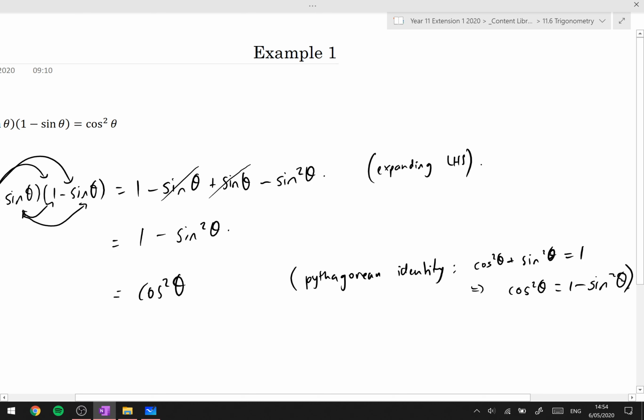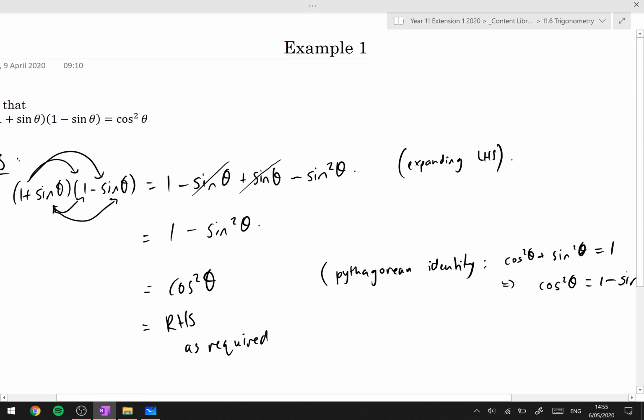Okay? And that is enough to actually prove that, because we know that cos squared theta plus sine squared theta equals 1. So if I rearrange the Pythagorean identity, I can get cos squared theta is equal to 1 minus sine squared theta. And then to finish it off, we know that that's equal to the right-hand side, okay?